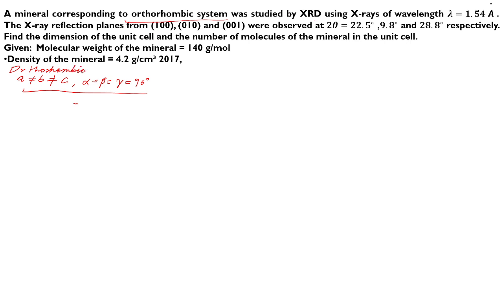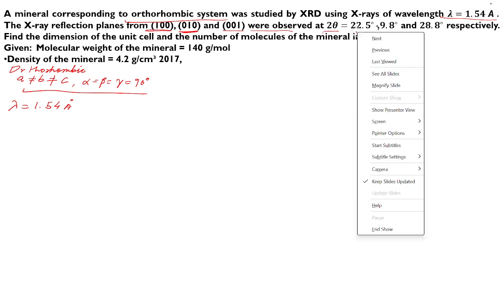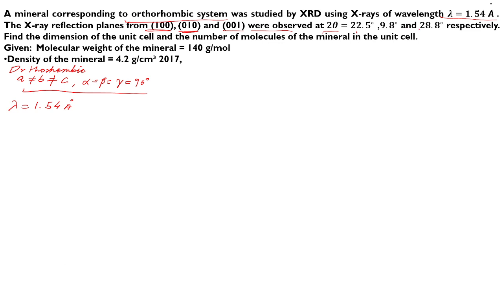It was studied by powder XRD using X-ray wavelength. I think it is going to be a question from Bragg's equation. So lambda is equal to 1.54 angstrom. The X-ray diffraction planes 100, 010 and 001 were observed at 2 theta of 22.5 degrees, 9.8 degrees and 28.4 degrees respectively. Find out the dimensions of the unit cell.